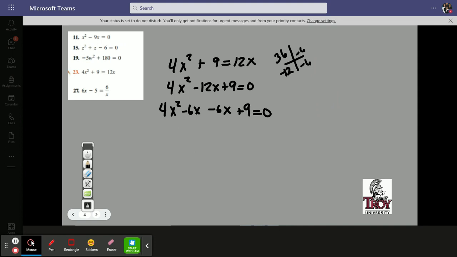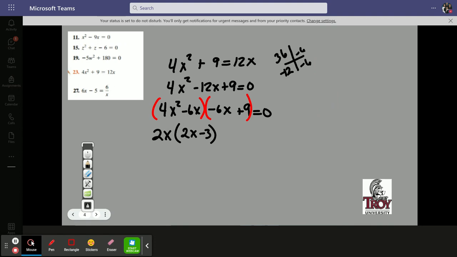All right, 4 terms. 4 terms says group. Yes? So I'm going to put them right now. What can I pull out of 4x squared minus 6x? 2x, good. So I'm going to pull that 2x out. 4x squared divided by 2x. And minus 6 divided by 2x. Yes?